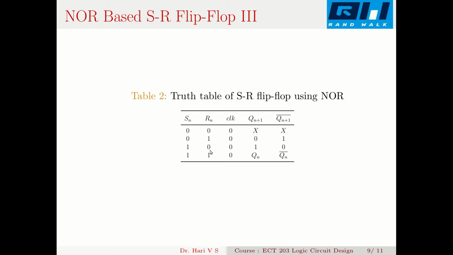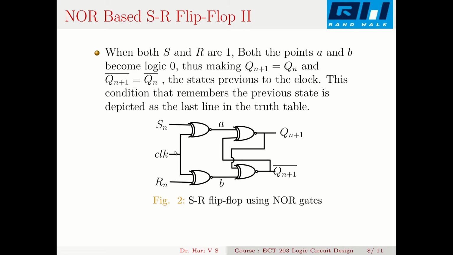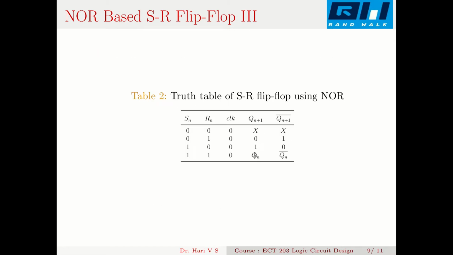Now let us look at the third line of this truth table, 1, 0, and clock is low. When S equal to 1, R equal to 0, when S equal to 1, A becomes a 0. When R and clock are low, B becomes a high. When B becomes a high, Qn plus 1 complement becomes a low. And this low and this low here, 0 or 0 all complement becomes a 1 here. So Qn plus 1 becomes a high, and Qn plus 1 bar is a 0.